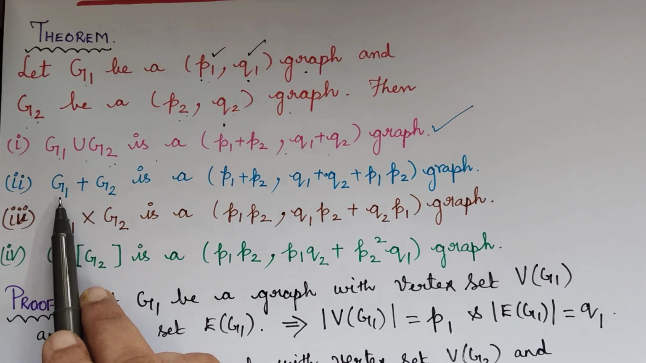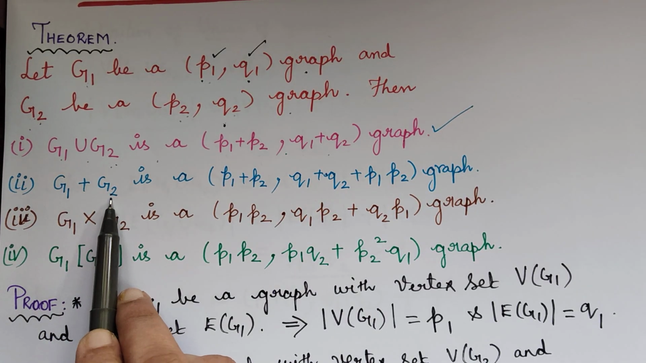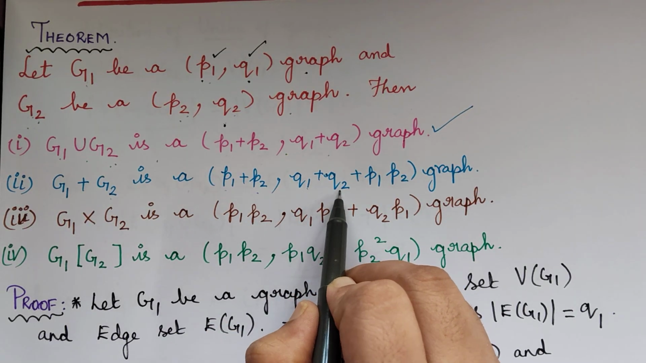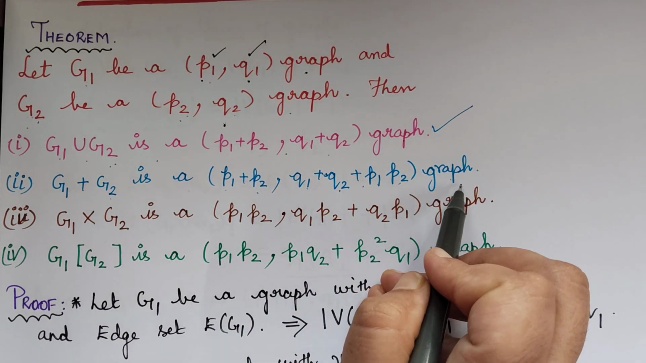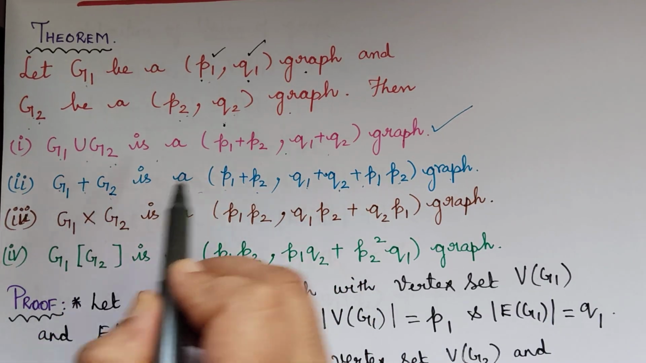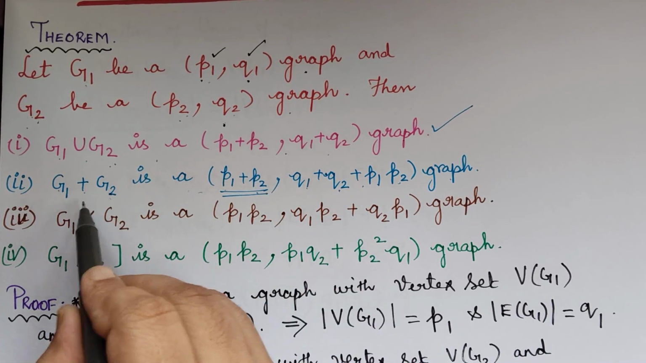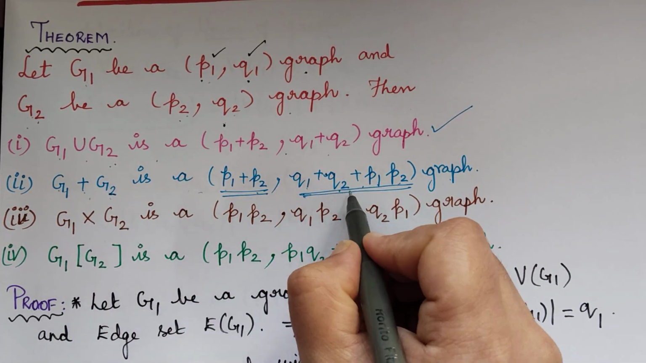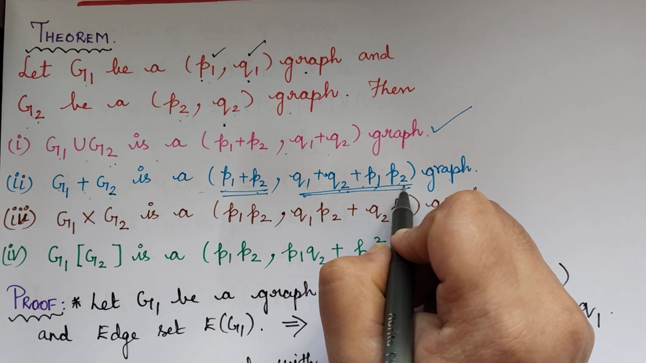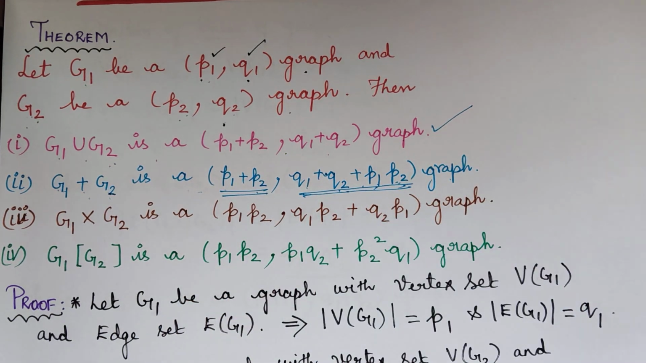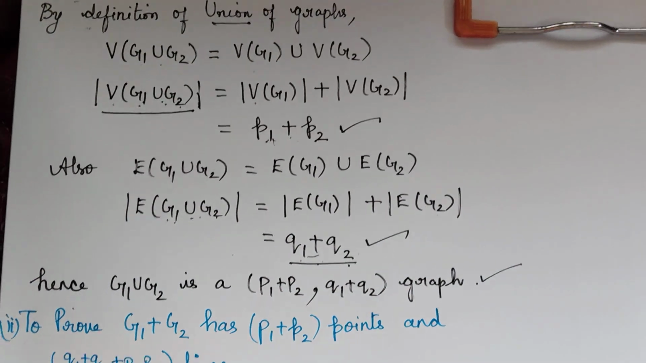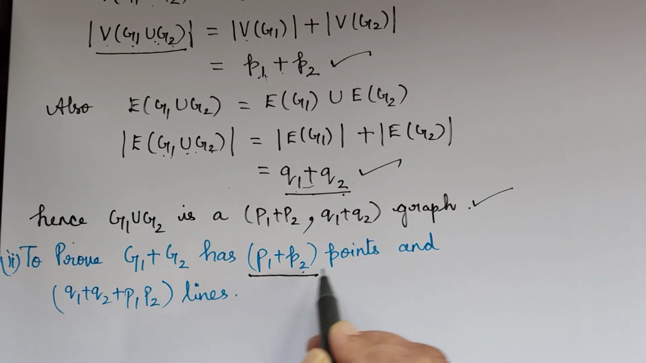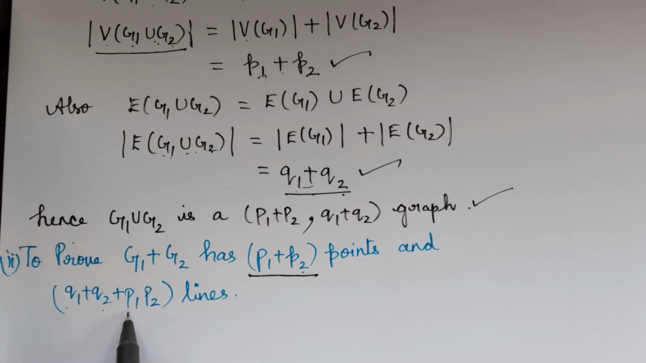It says that the sum of two graphs G1 plus G2 is a P1 plus P2, Q1 plus Q2 plus P1 P2 graph, which means that the number of points for G1 plus G2 is P1 plus P2, and the number of lines for G1 plus G2 is Q1 plus Q2 plus P1 P2. So we have to prove this. So let us do that. So this is what we have to prove. We have to prove that G1 plus G2 has P1 plus P2 points and Q1 plus Q2 plus P1 P2 lines.